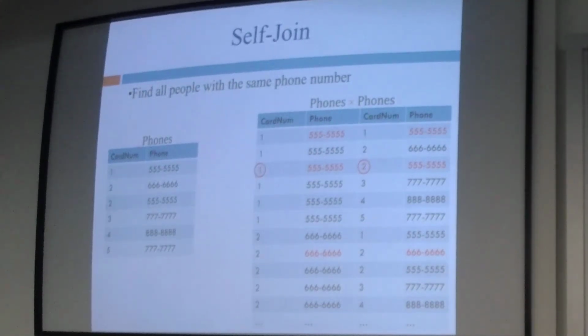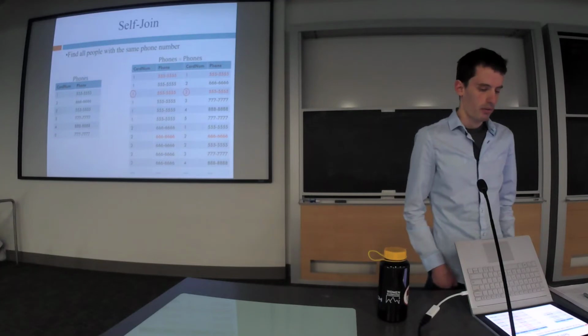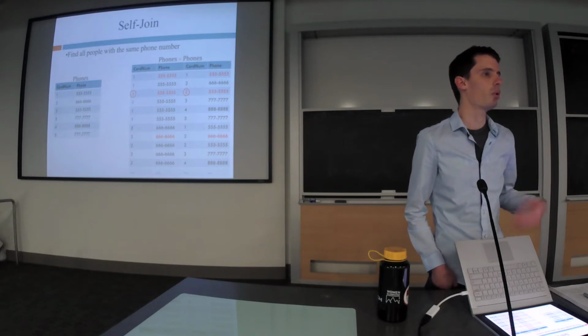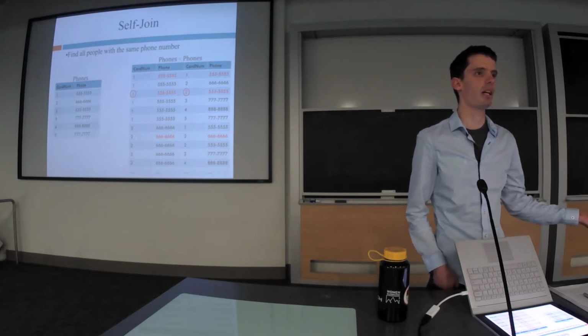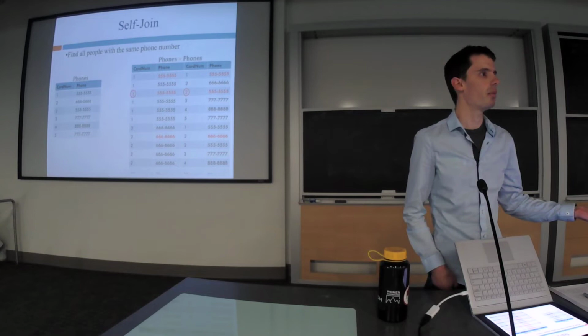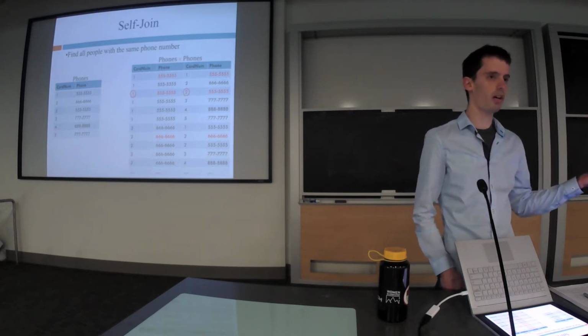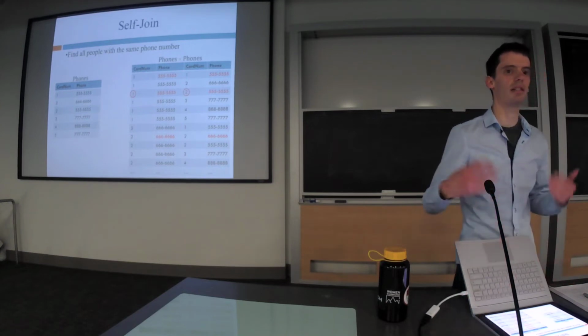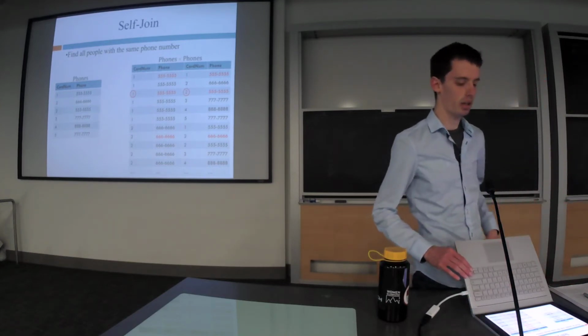Okay. But there's a problem here. So let's say I was trying to write this query. It would be something like phone equals phone and card num not equal to card num. So of course phone is equal to phone, it's the same thing. And of course card num not equal to card num is always going to return false because anything is equal to itself. The problem here is I have ambiguity.